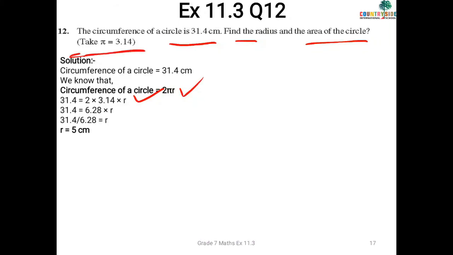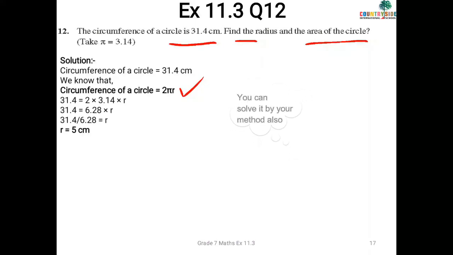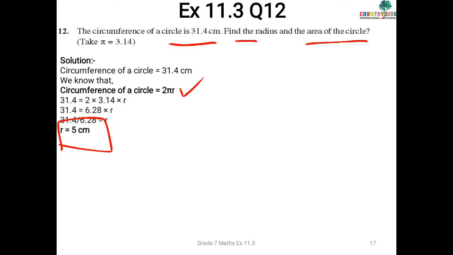Why pi equals 3.14? It is given in the question. So 31.4 equals 6.28 into r. Now 6.28 is in multiplication, so it will change into what? Yes, division. So 31.4 divided by 6.28 is 5 centimeter. Now scholars, the radius is 5 centimeter.